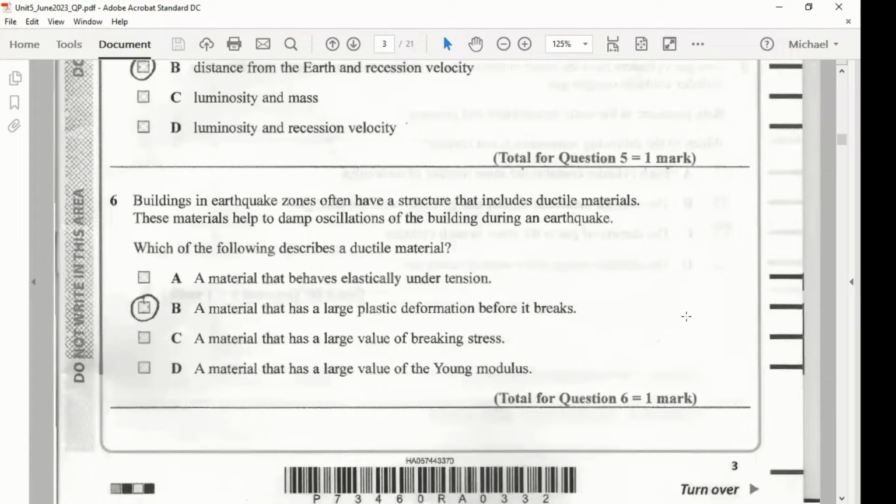Buildings in earthquake zones often have a structure that includes ductile materials. These materials help to damp oscillations of the building during an earthquake. Which of the following describes a ductile material? This is like an IGCSE question. A ductile material means that it can have a large plastic deformation before it breaks. It's not about behaving elastically under tension, and it's nothing to do with C and nothing to do with D. It's to do with being able to stretch it into wires, if you remember. So the answer there is 6B.